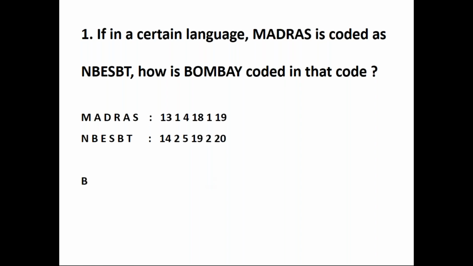So please identify the logic. For each letter +1. 13 becomes 14, +1. 1 becomes 2, +1. 4 becomes 5, +1. 18 becomes 19. 1 becomes 2. 19 becomes 20. Apply the same logic for Bombay also.